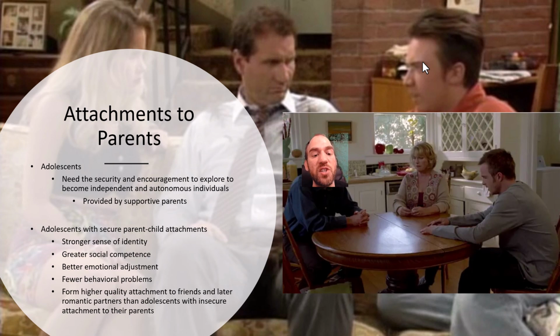Adolescents with secure parent-child attachments have greater odds of a stronger sense of identity, greater social competence, better emotional adjustment, fewer behavioral problems, and form higher quality attachments to friends and later romantic partners than adolescents with insecure attachments to their parents. So yes, attachment still plays a key role during adolescence. It is not just when your child is 1 year or 3 years old.